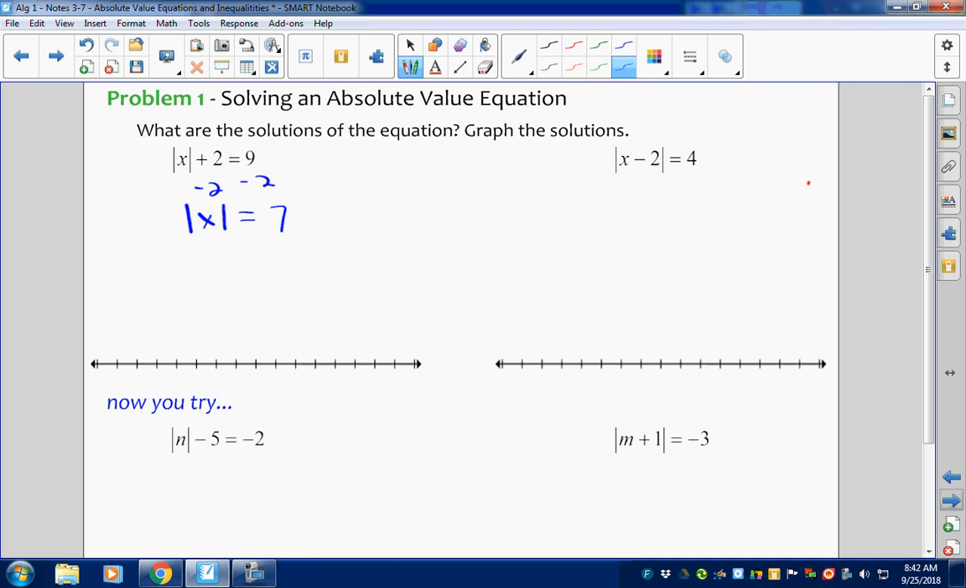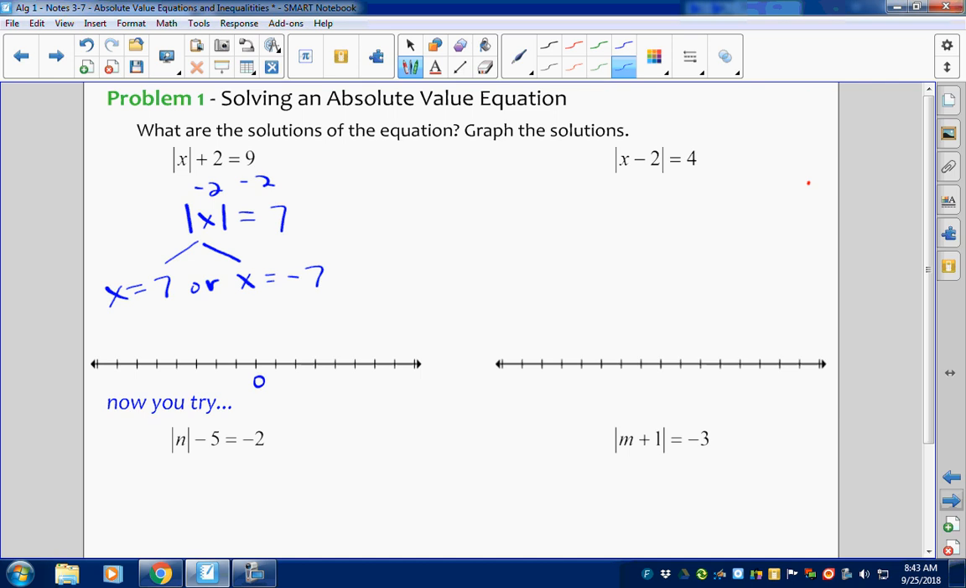And this one, notice that x is not paired with anything in here. That means the center in this case is 0. If I wanted to, I could write x minus 0 in there, but we don't usually. So we have x is equal to 7, or x is equal to negative 7. So I'm finding the two values that are 7 units away from 0.